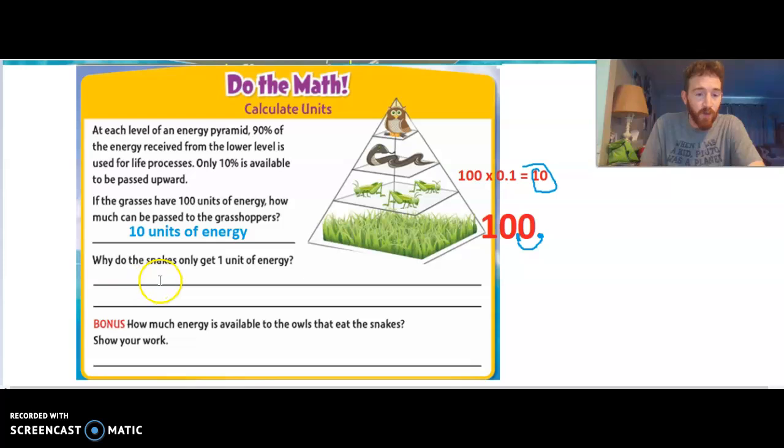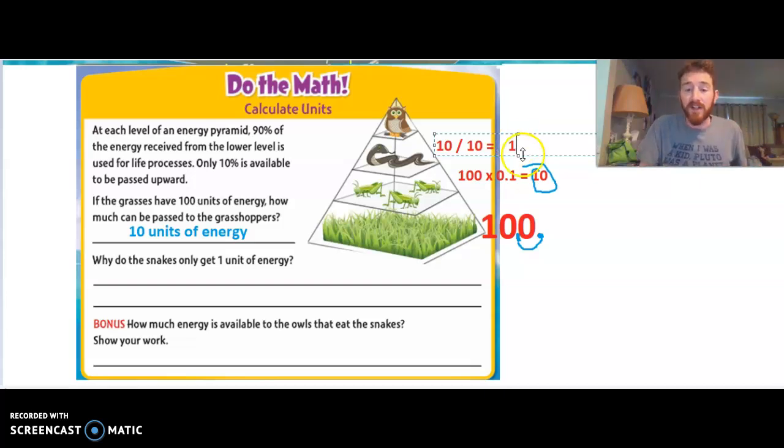So the next question is, why do the snakes only get 1 unit of energy? So let's start with that. If we go a step further, here we had 100 divided by 10 or times 1/10 would be 10 units of energy available. 100, then 10 for the next level. And then if we keep going, if we just think the next level up, we have to divide by 10. This is like my division. 10 divided by 10 would equal, of course, 1 unit of energy. So there's only 1 unit of energy available.